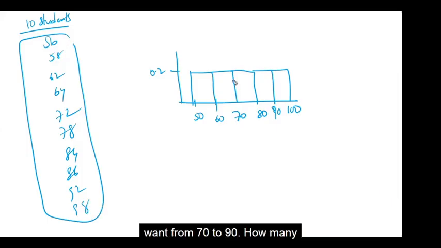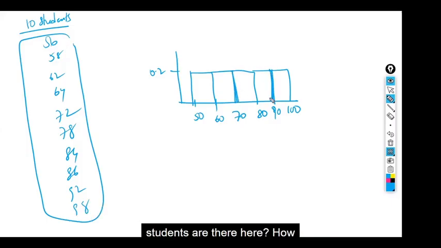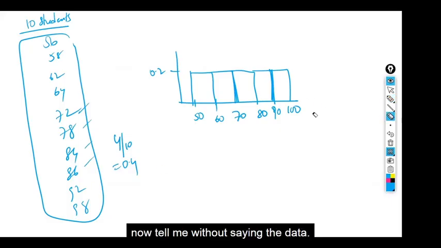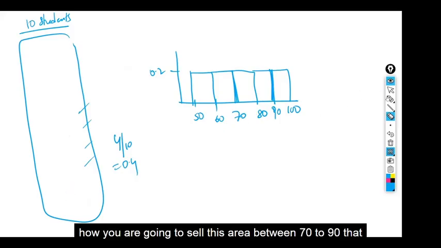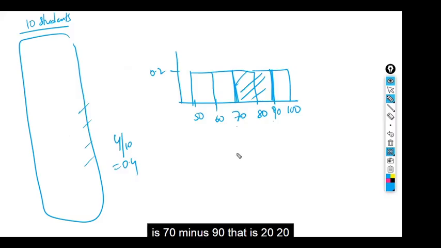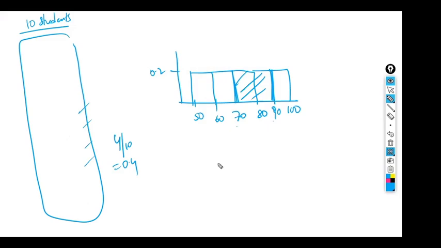Now, I want from 70 to 90, how many students are there? Here, how many students are there from 70 to 90? 1, 2, 3, 4. 4 divided by 10, which is 0.4. Now tell me, without seeing the data, assume there is no data. Using the graph, you have to tell me how you are going to get this area between 70 and 90. That is 90 minus 70, that is 20. 20 into 0.2, which is 0.4. Got the point? The same answer.